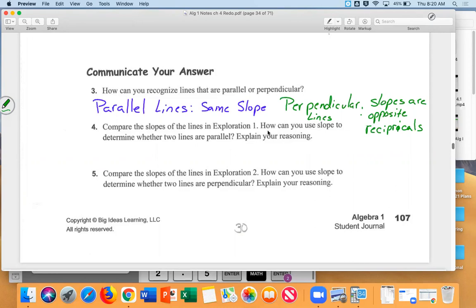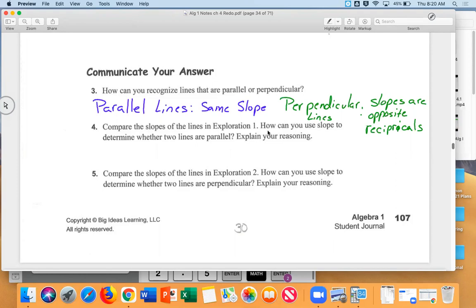Okay. So do you guys see the difference? Now compare the slopes of the lines in explanation one. How can you use slope to determine whether two lines are parallel? In explanation one, the lines that had the same slope were parallel. That was easy to identify graphically, as Jordan said, it was two lines that never touched. But just because they don't touch on the screen doesn't mean they don't touch eventually. So that's why we have to know that they need to have the same slope, okay?